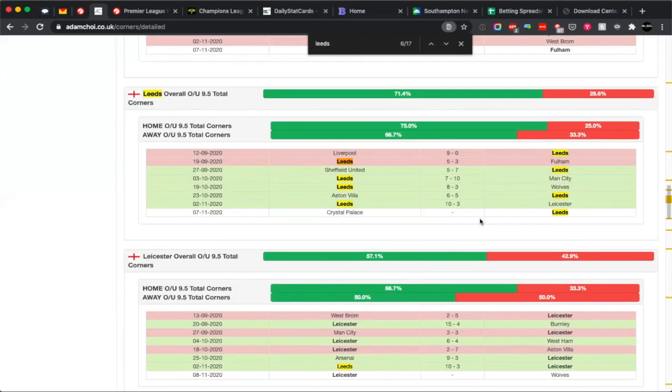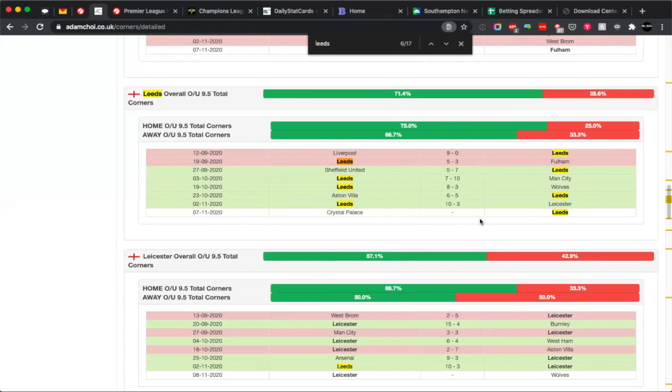Leeds also has about 71% over 9.5. So these are two teams that are playing tomorrow, which means there's a high probability, based on the percentage of corners that they take, both away and home. It's about 71% for both of them. So we're looking at a possible probability that there will be corners tomorrow.